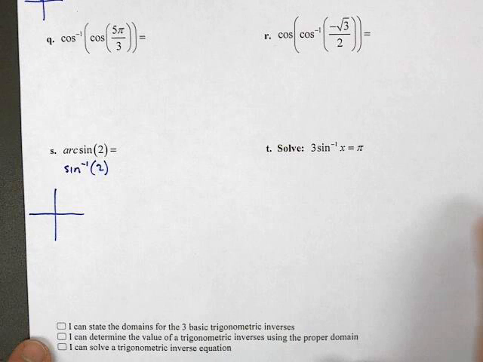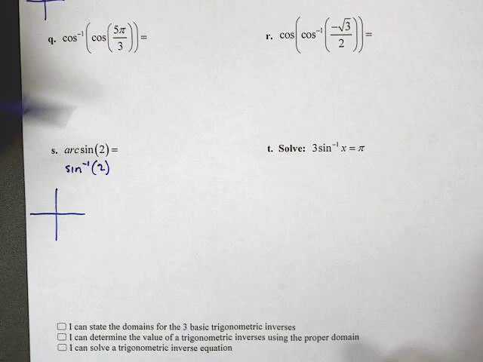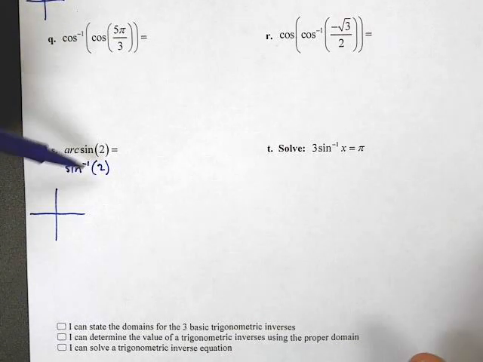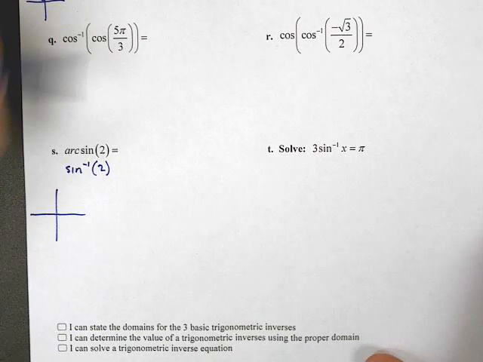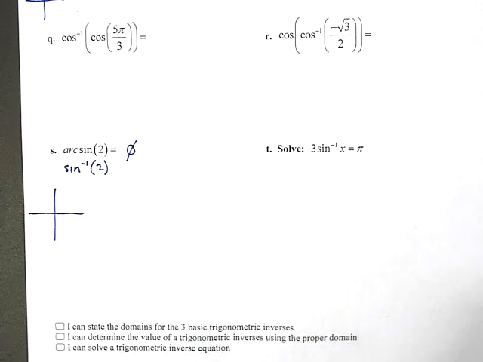On the unit circle. Oh, wait a minute. Unit circle has a radius of 1. Inverse sine, or actually, excuse me, the ratio or the y value can never be 2. Undefined. Hopefully that makes sense, right?